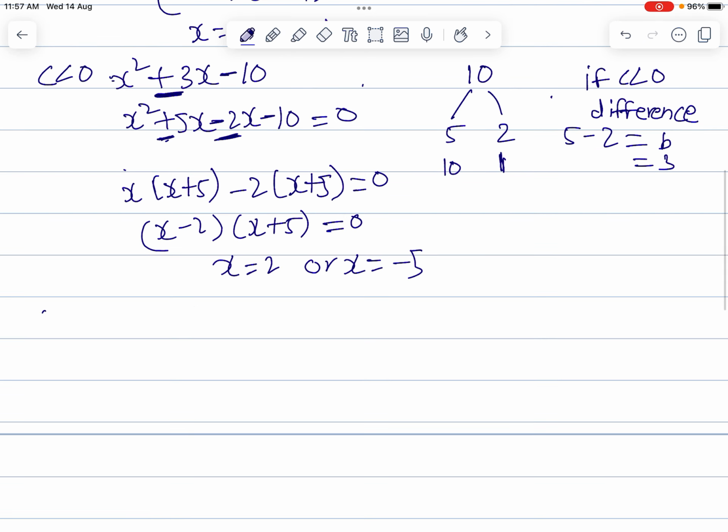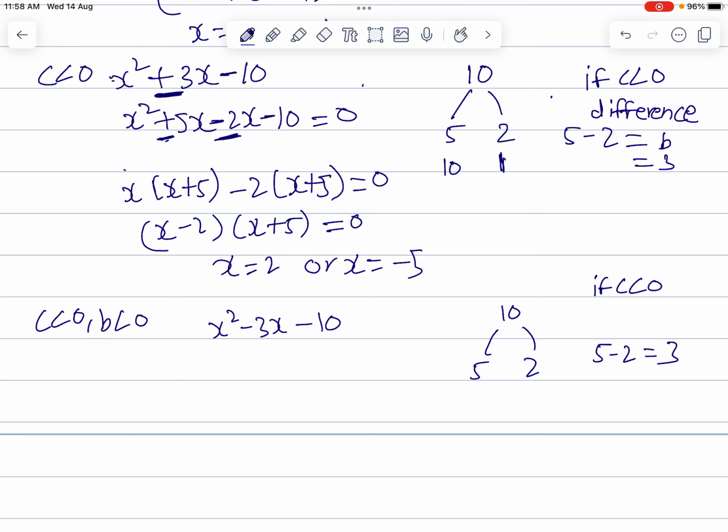Okay, now we'll take c is less than 0, b is also less than 0. So same thing, minus 10. Again, because c is less than 0, we should always go for difference. So 5 into 2, 5 minus 2 is equal to 3. So x square. Now because this is a negative value, we should take the larger factor as negative: minus 5x plus 2x minus 10 equal to 0.